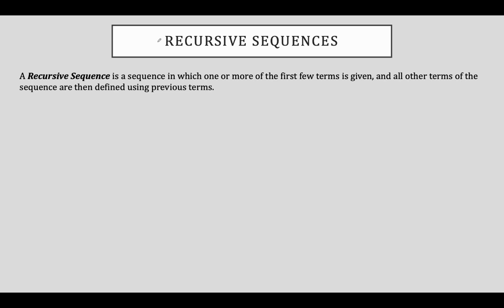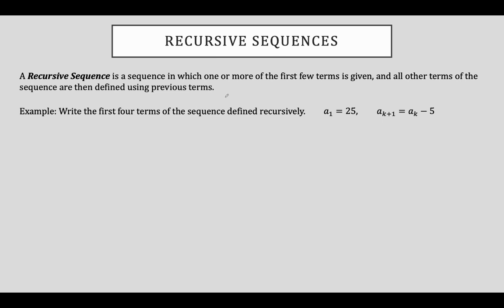In this video, we study a special type of sequence known as a recursive sequence. A recursive sequence is a sequence in which one or more of the first few terms is given, and all of the other terms of the sequence are then defined using the previous terms. For example, this problem says, write the first four terms of the sequence defined recursively.